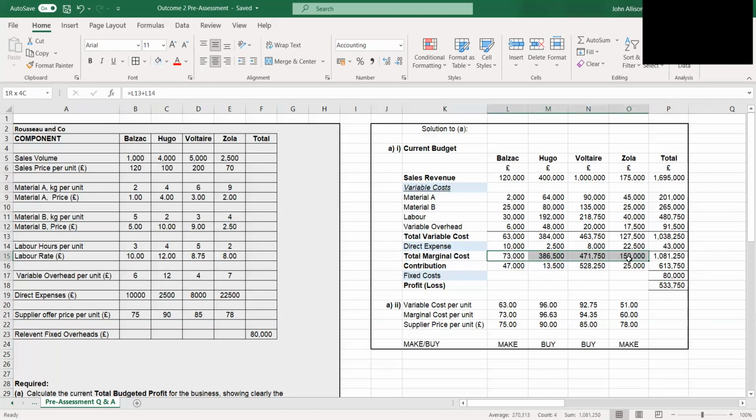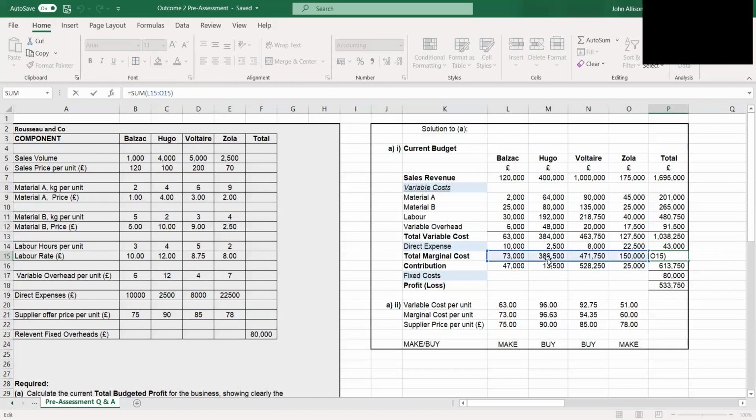And again, I go like this all the way along to calculate the total marginal cost. I then get the total marginal cost for the company by adding up the total marginal cost for each of the individual components, which will give me 1,081,250. Next thing I want to do is calculate contribution.